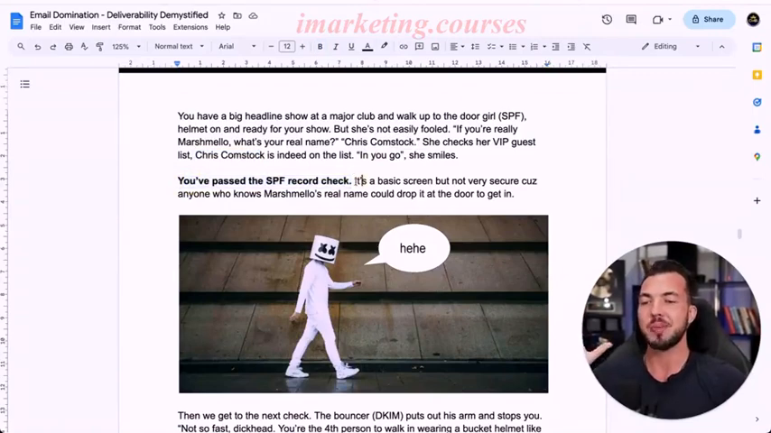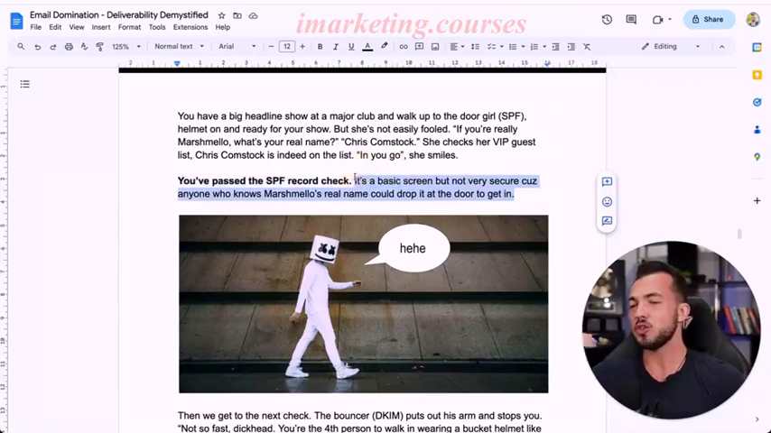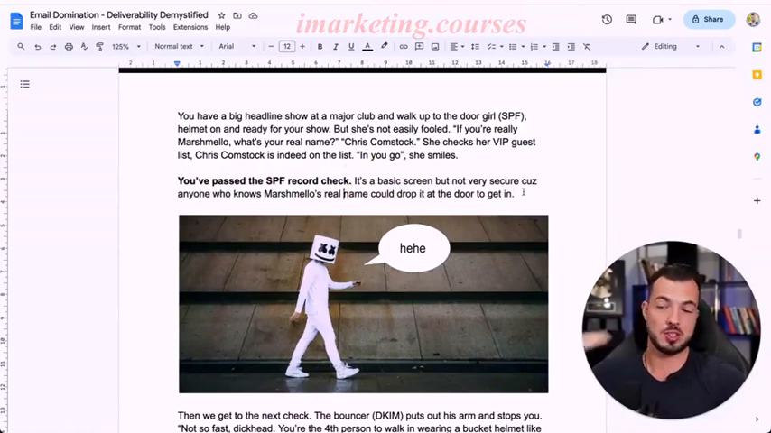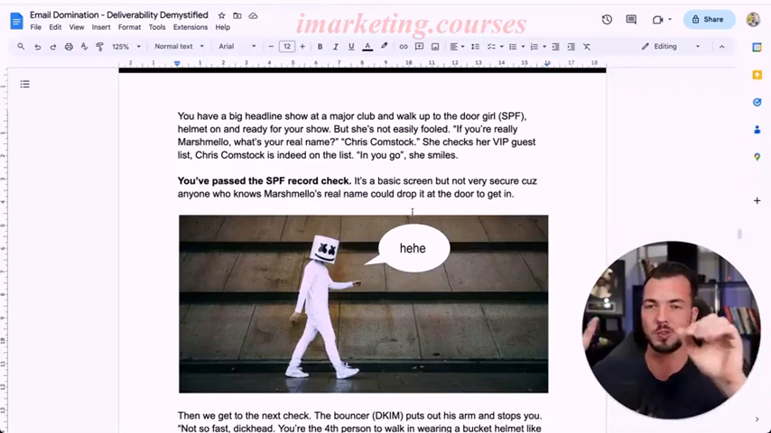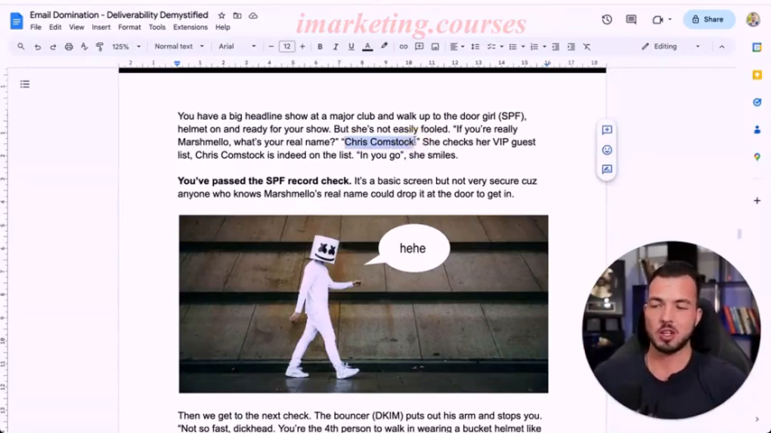Now, this is a very basic screen, but it's still not very secure because anyone who knows Marshmello's real name could drop it at the door to get in. So anyone could still wear a fake bucket helmet, pretend to be Marshmello, and all they would have to do is Google Marshmello's real name, and then they could drop that name at the door and they would get in. So it's better than nothing. It's a basic screen, but it's still not very secure.